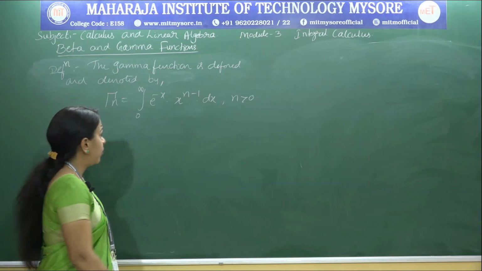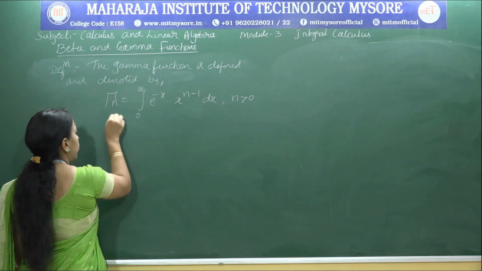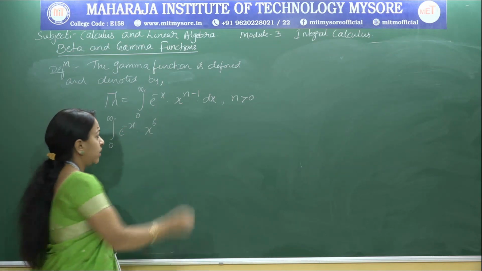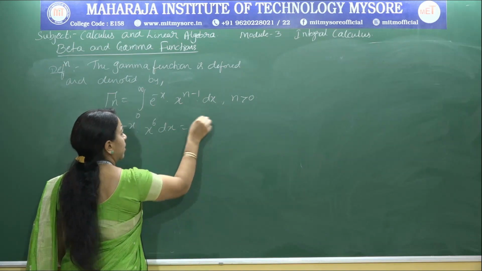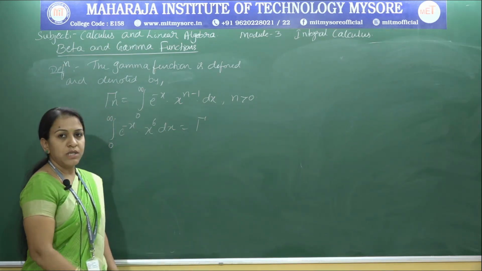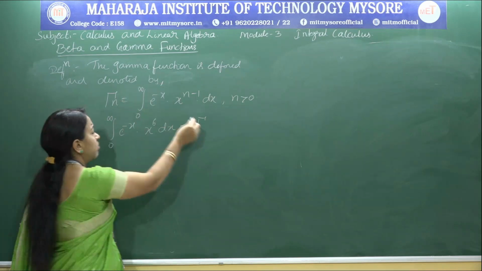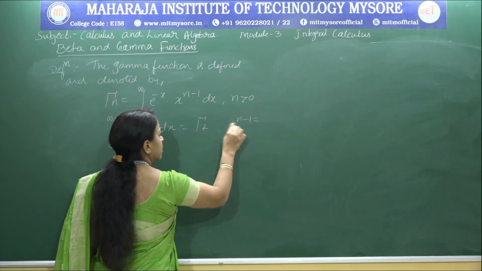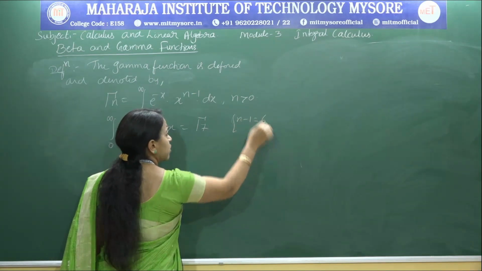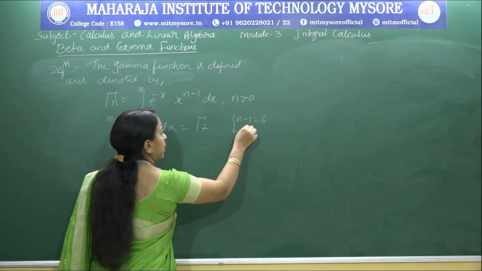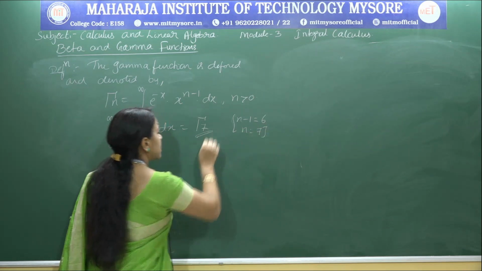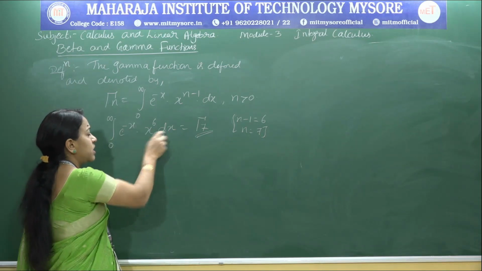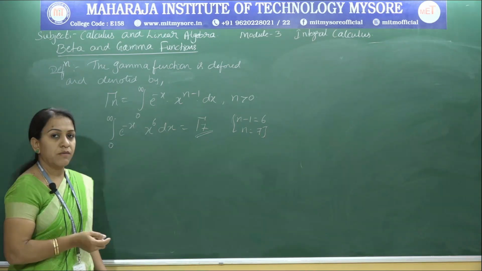Let me give an example for the gamma function: the integral from 0 to infinity of e power minus x into x to the power of 6 dx is nothing but gamma. Since the term is n minus 1, comparing n minus 1 equal to 6, we get n equal to 7. So the integral of e power minus x into x power 6 dx can be replaced by gamma 7.